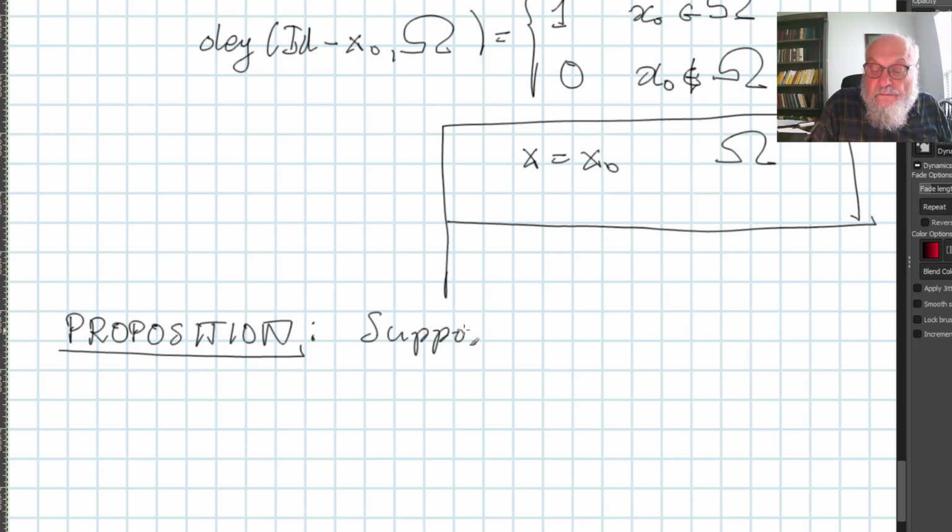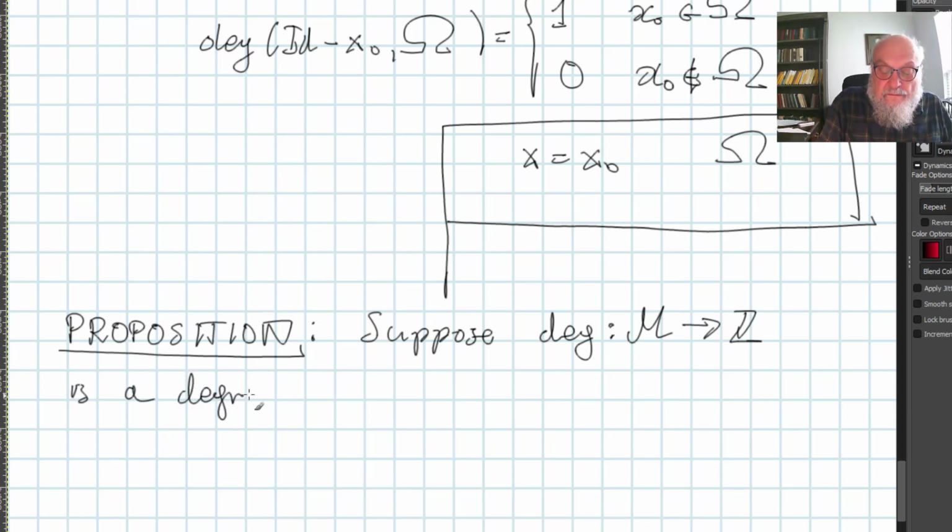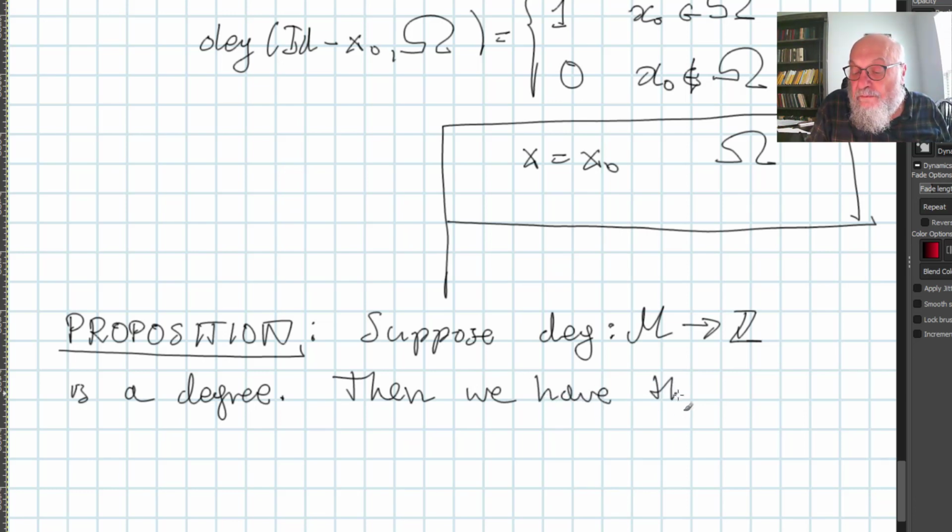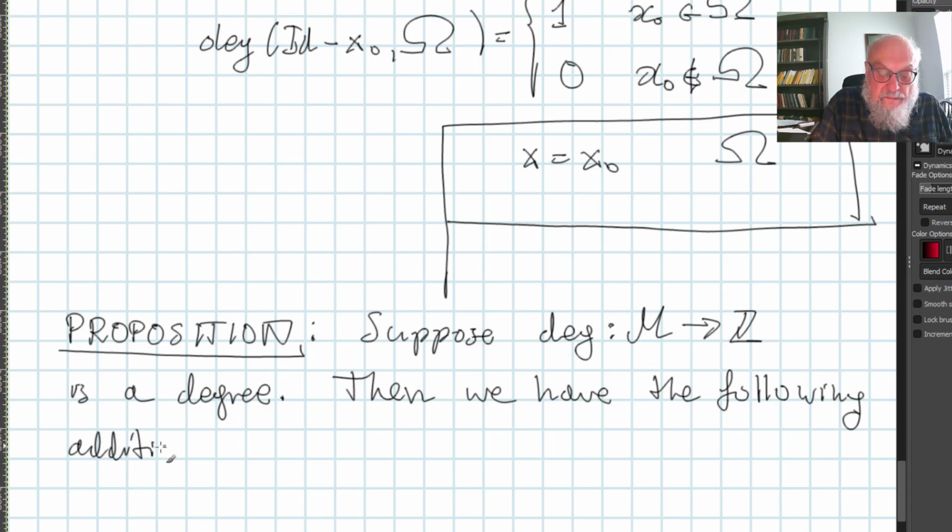Suppose we have a given degree, so we assume here that such a degree exists. Suppose this is a degree. Then we have the following additional properties.